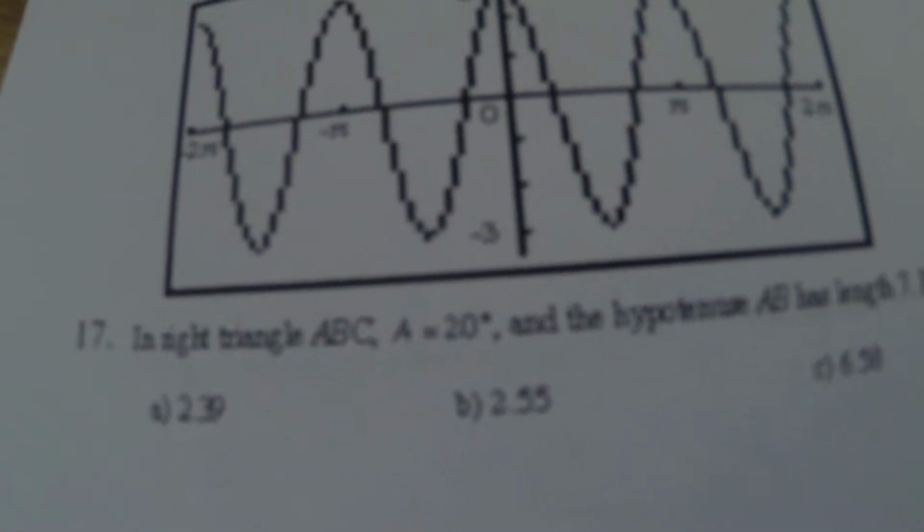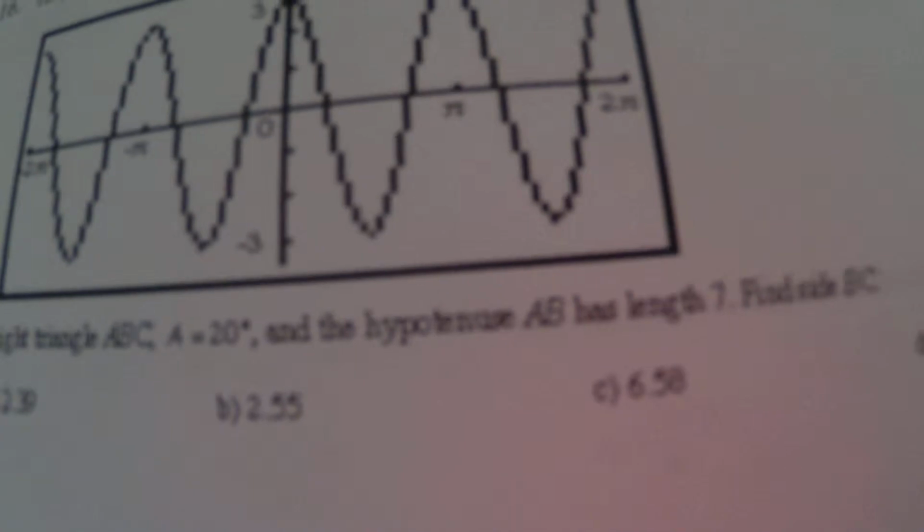All right, question 17 says in a right triangle ABC, A is 20. I'm sorry, angle A is 20 degrees, and the hypotenuse AB has length 7. Find side BC. Okay, so what I'm going to do here, this is straightforward.